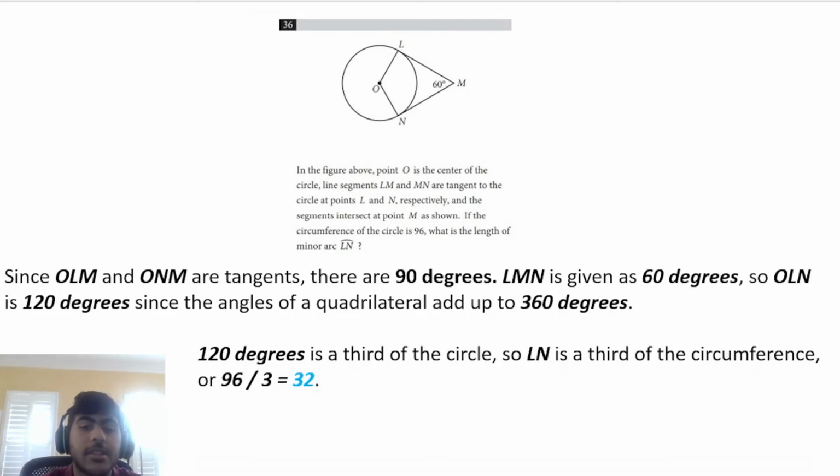So 120 degrees is that central angle LON, and it's a third of the circle. So LN is a third of the circumference, or 96 divided by 3, 32. So the length of minor arc LN is 32.